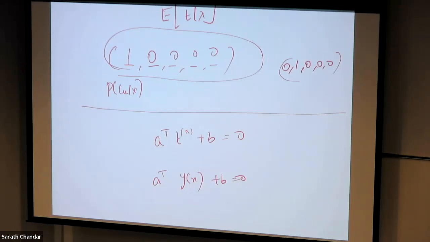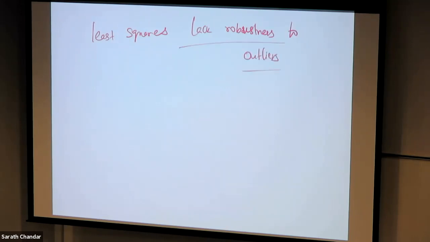Now, it's all fine, but as you can imagine, this is going to be the worst classification algorithm. We are going to design better algorithms in the next few weeks, but this is really the basic classification algorithm. So this algorithm has a lot of issues. For example, least squares lacks robustness to outliers. So what do I mean by that?